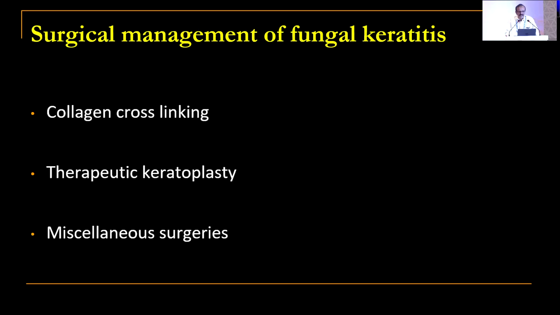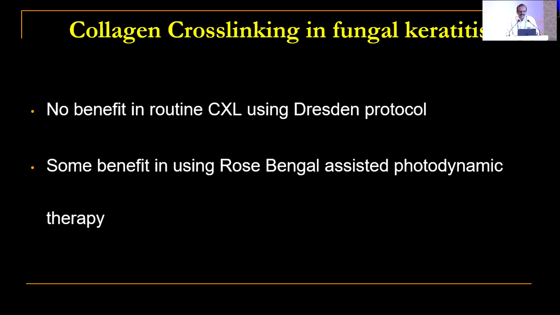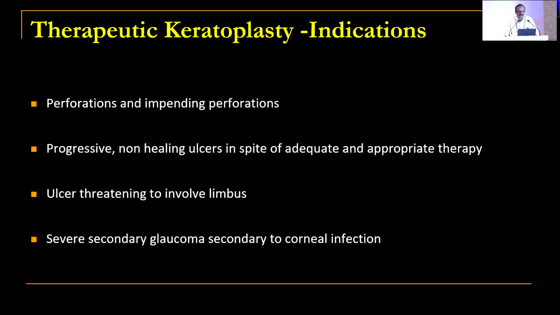How about the surgical part? Cross-linking, therapeutic keratoplasty, and miscellaneous surgery. In cross-linking, if you just use the Dresden protocol, there is no benefit. However, there seems to be some benefit in bacterial keratitis. But if you change the photosensitizer to rose bengal instead of riboflavin, there seems to be some benefit, especially in fusarial keratitis. There's a distinct difference between fusarium and aspergillus with regard to rose bengal assisted photodynamic therapy.